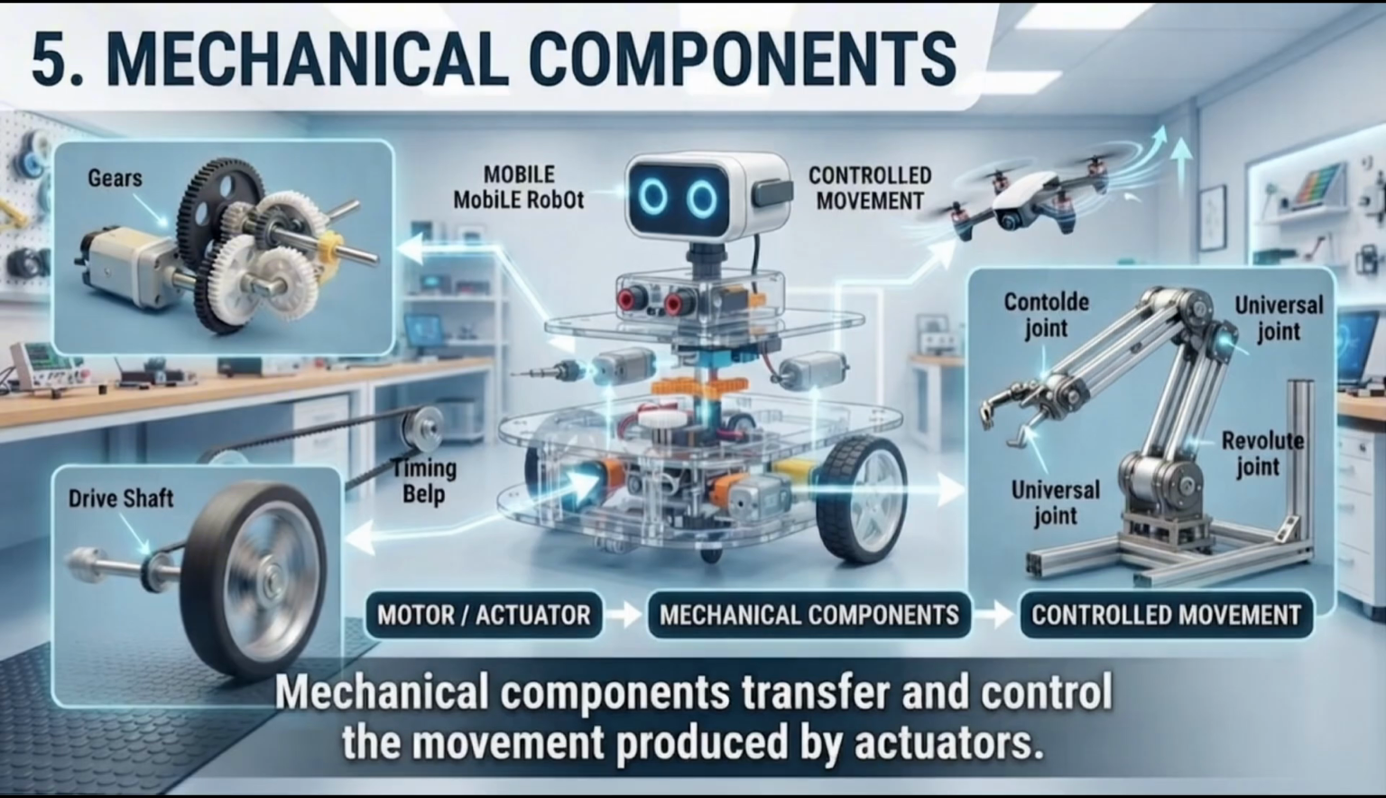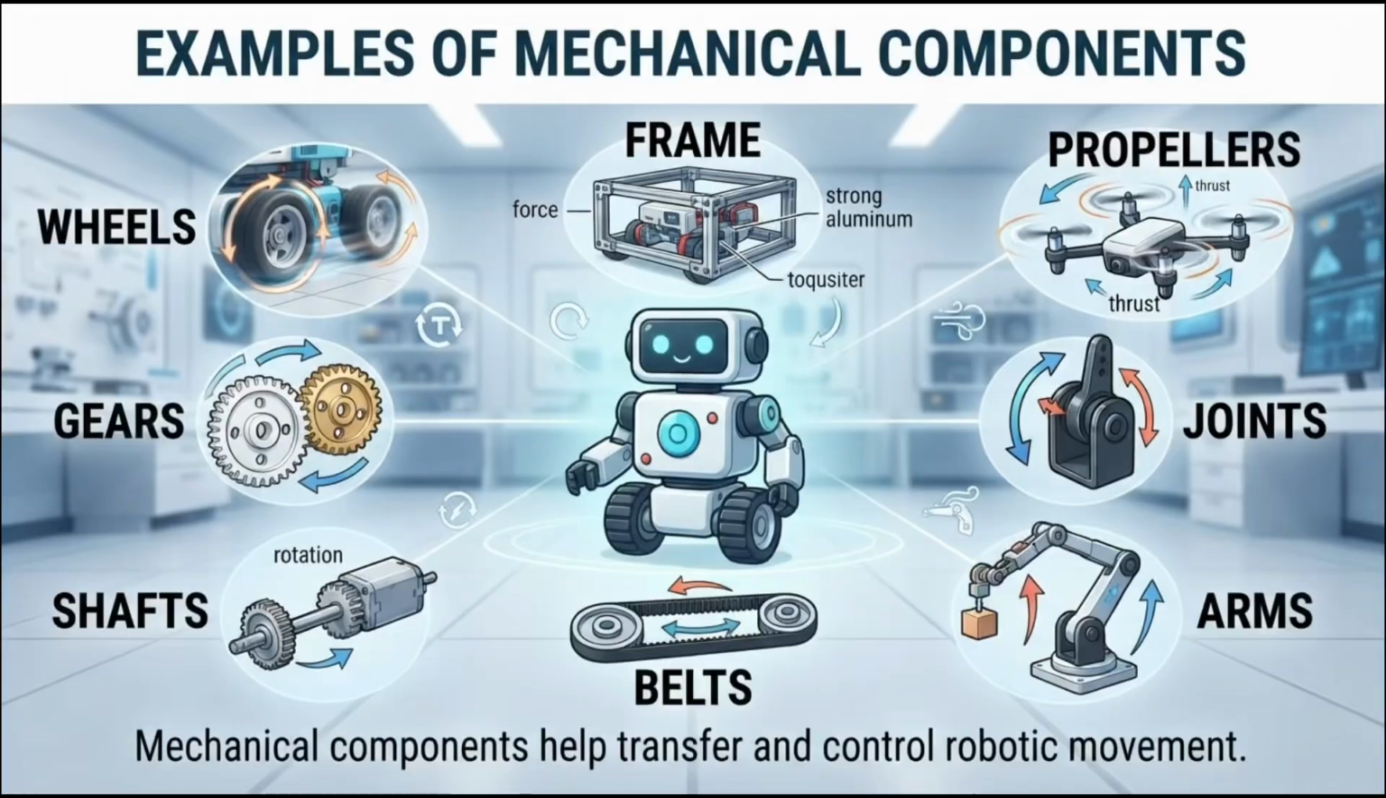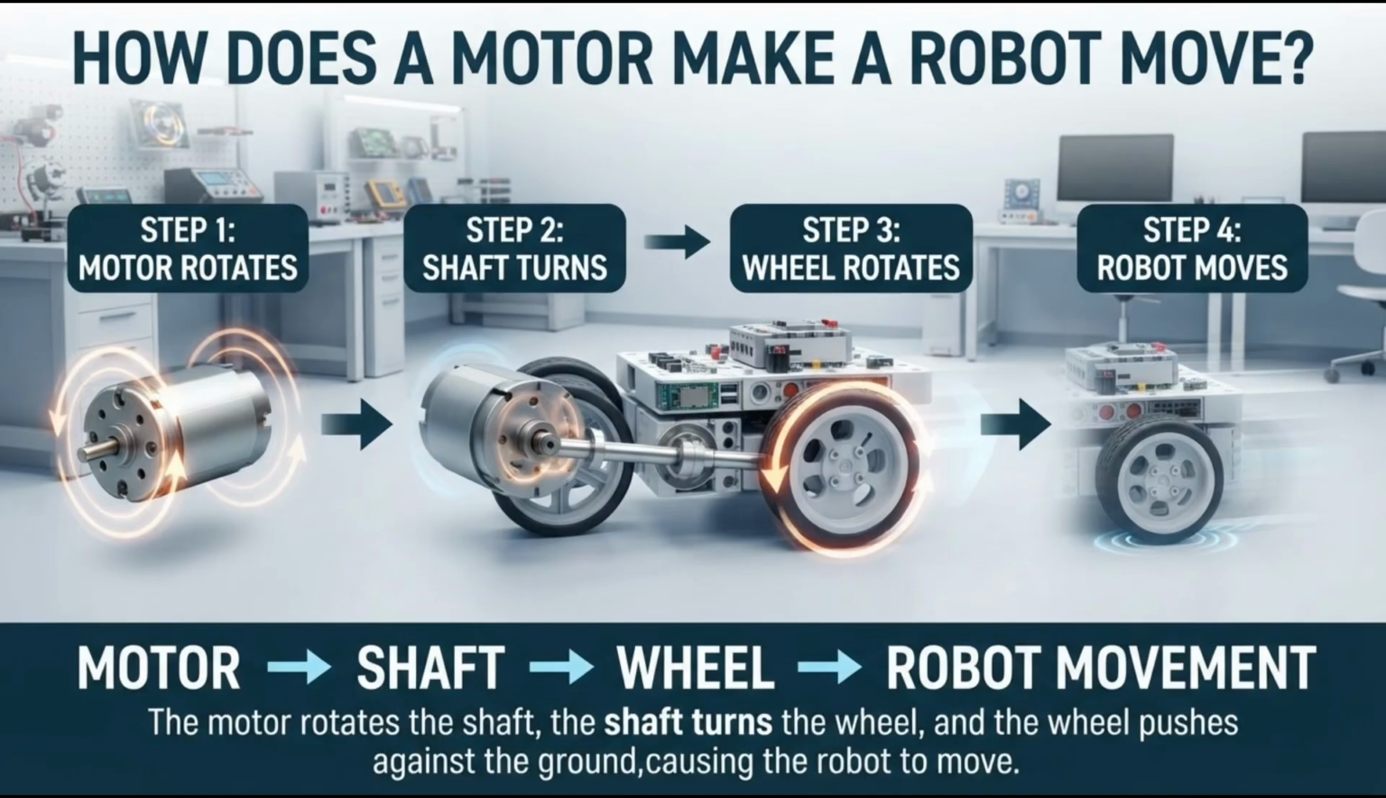Motor. 5. Mechanical components. Mechanical components transfer and control the movement produced by actuators. Examples include wheels, gears, shafts, belts, arms, joints, propellers, and frames. Here's a simple example. A motor rotates a shaft. The shaft turns a wheel.